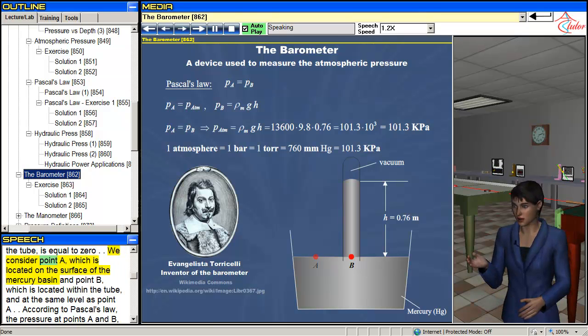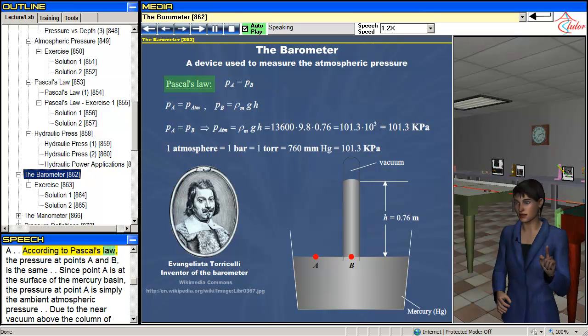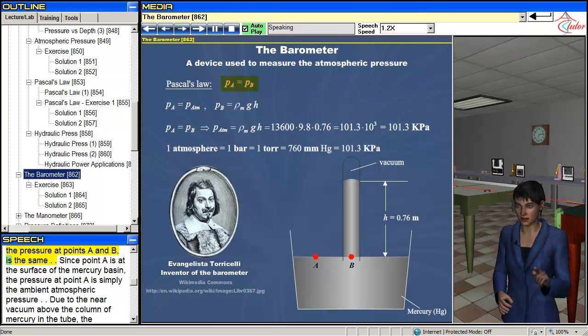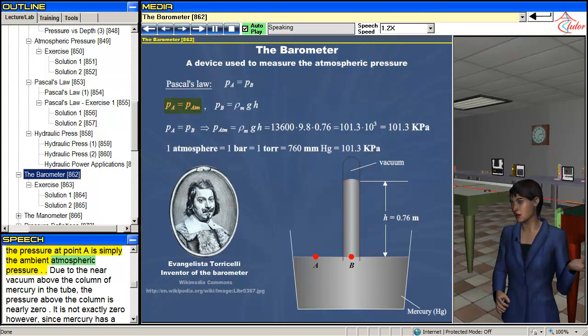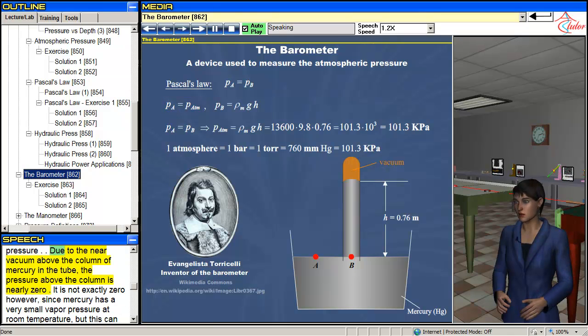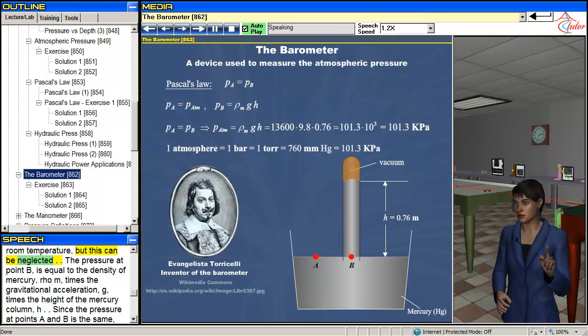We consider point A, which is located on the surface of the mercury basin, and point B, which is located within the tube, and at the same level as point A. According to Pascal's law, the pressure at points A and B is the same. Since point A is at the surface of the mercury basin, the pressure at point A is simply the ambient atmospheric pressure. Due to the near vacuum above the column of mercury in the tube, the pressure above the column is nearly zero. It is not exactly zero, however, since mercury has a very small vapor pressure at room temperature. But this can be neglected.